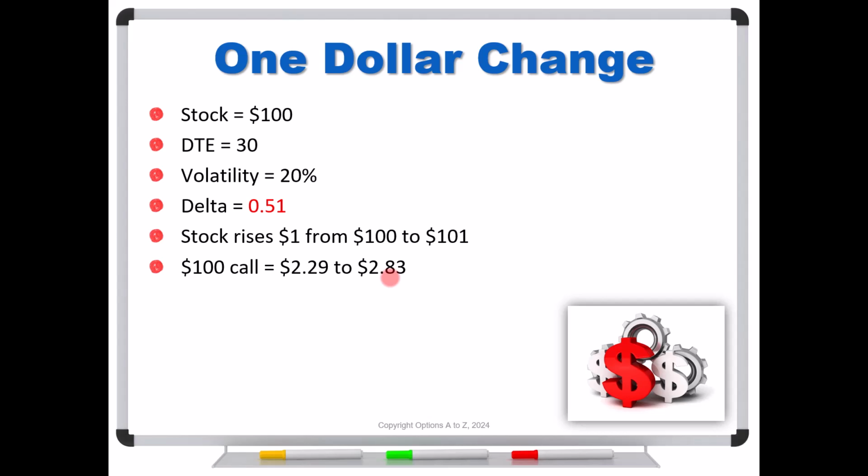And that's why I said that a $1 move is technically too big. But again, for practical purposes, we're certainly good enough. So to find the percentage change is actually very easy. Just take the delta divided by your option's price. So we would just take 0.51 divided by 229.